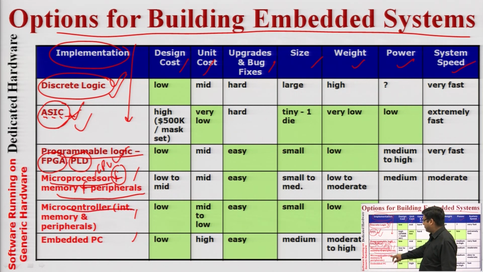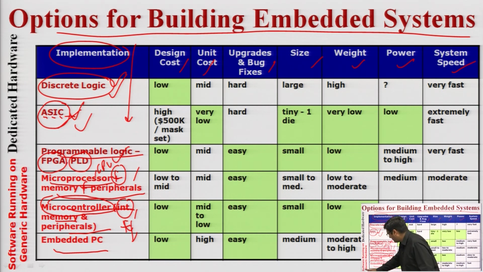Microcontrollers, the next option. INT means it has an internal memory and peripherals. So, in the case of a microcontroller, memory, RAM, ROM, and peripherals like ADC, DAC, timers are all integrated on the same chip. So, that is why we are not representing plus here. The next option available is the embedded PCs, meaning embedded programmable controllers. Okay. So, we are comparing these options with the different parameters.